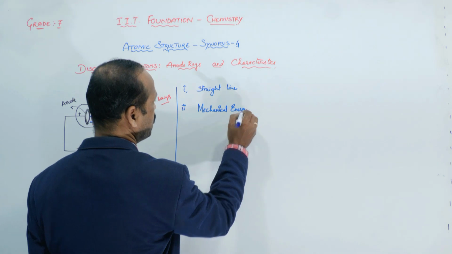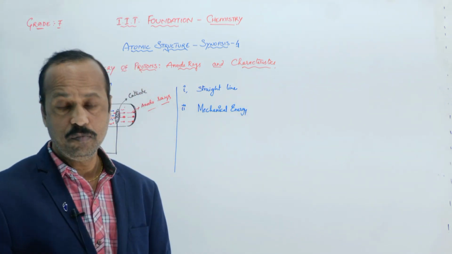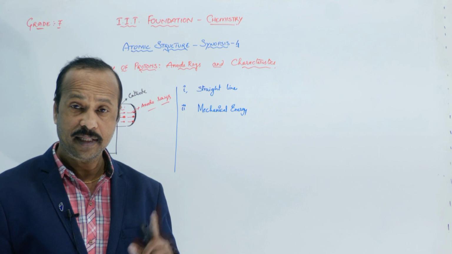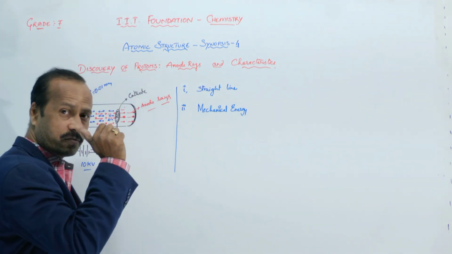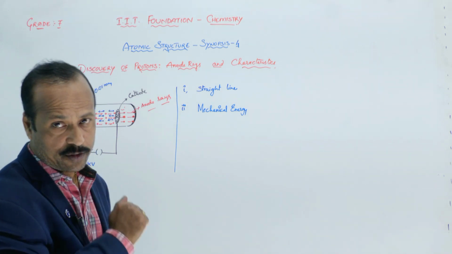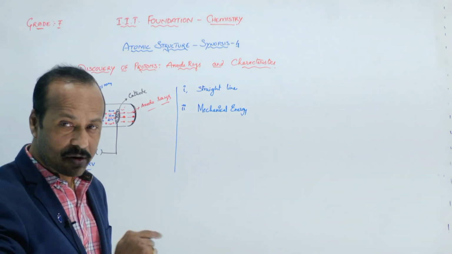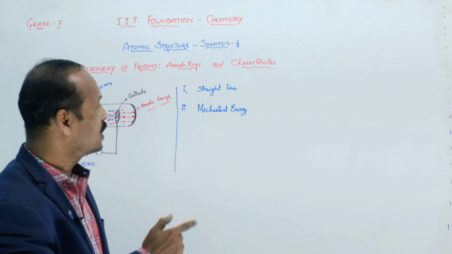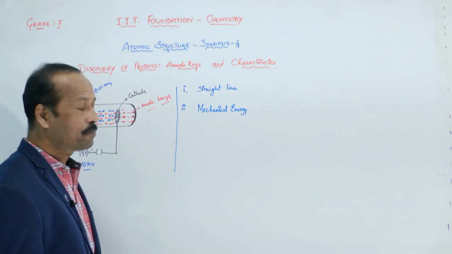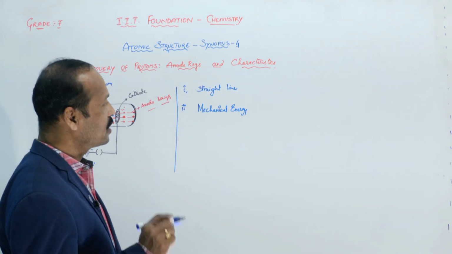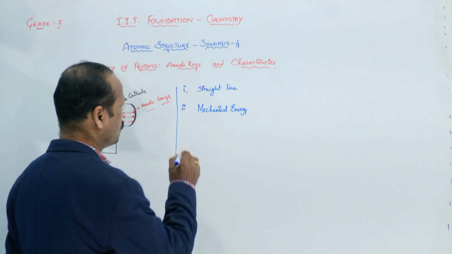What is the mechanical energy? They create motion in the wheel. In the cathode rays we discussed, if we place a wheel in the path of the cathode rays, then that wheel rotates. Here also, these anode rays rotate the wheel. That's how they produce mechanical energy.